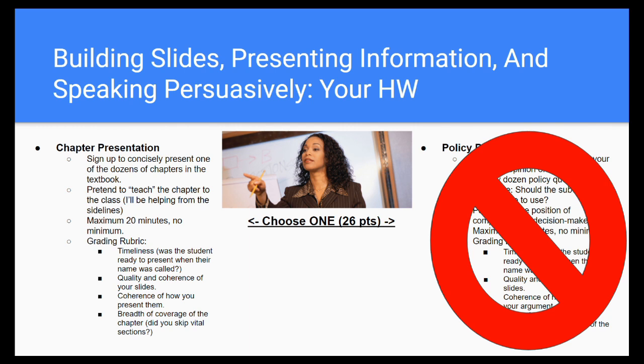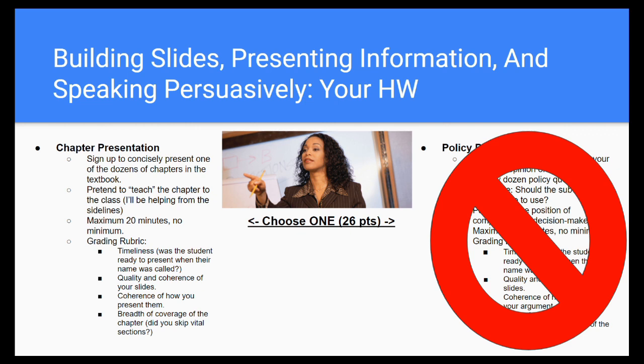The quality and coherence of your slides. So could I follow what was going on in the slides in a way that made sense, was coherent, created maybe even a narrative around the topic? The coherence of how you presented them. So did you present them in a way where it at least seemed like you read what you were presenting on?